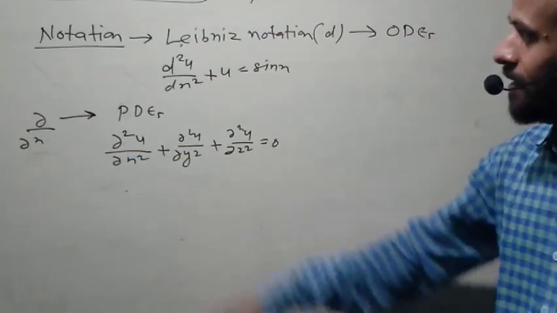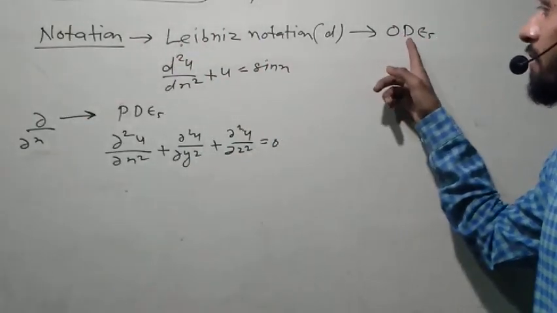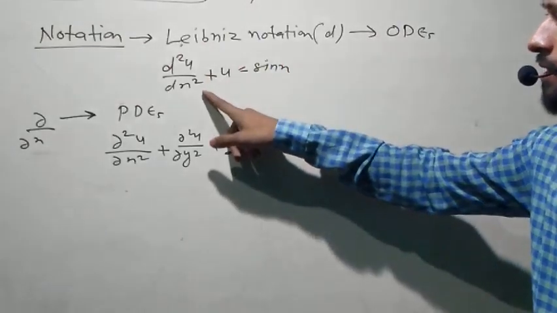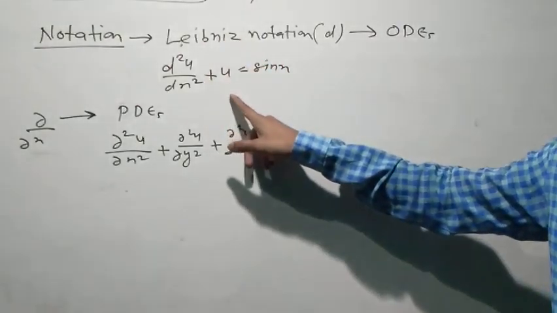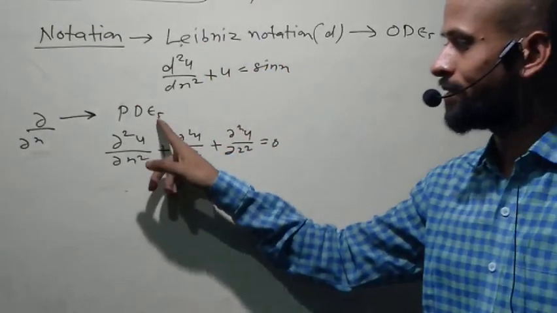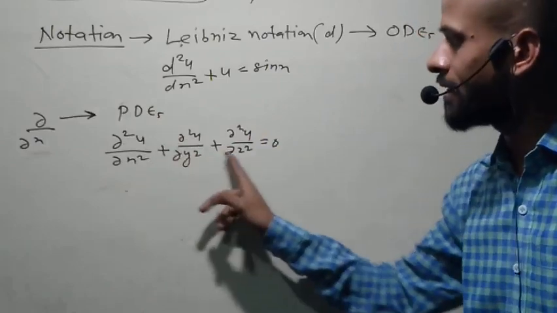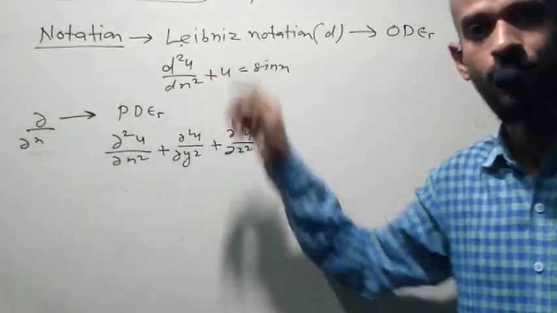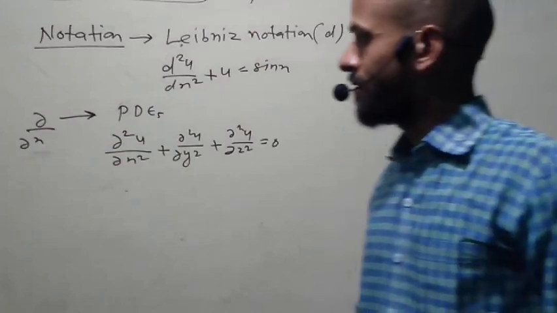Once again, if we have to write the ordinary differential equation, then the equation is to be written in Leibniz notation, and when we have to write the partial differential equation, we have to write it in the form of del, not d. Okay.